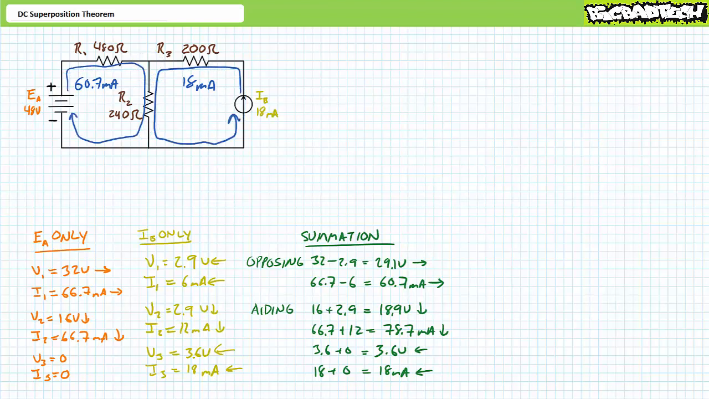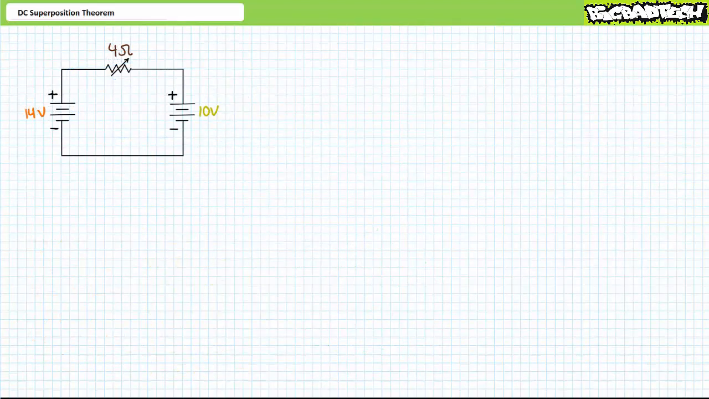Ultimately, voltage source A is forcing 60.7 milliamperes of current in a clockwise loop in the following fashion, and current source B is forcing 18 milliamperes of current in a counterclockwise loop in the following fashion. And R2, the shared element in both these loops, experiences both currents in an aiding fashion. It makes sense. Before we bring this lecture to a close, allow me to demonstrate a practical application of the superposition theorem.